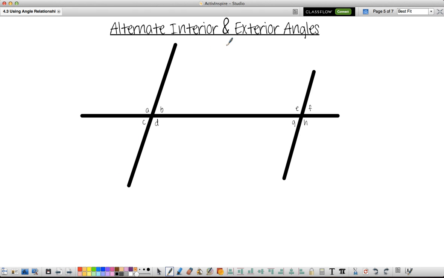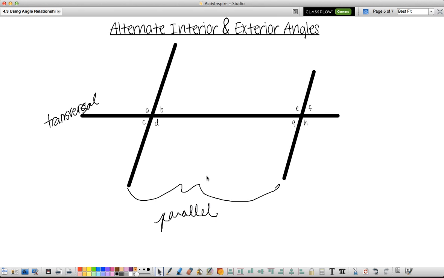Alternate interior and alternate exterior angles. Now this only works when the transversal, remember this is the transversal, is intersected by parallel lines. So these have to be parallel in order for this to work. So here I have B and C. We're working with alternate interior.